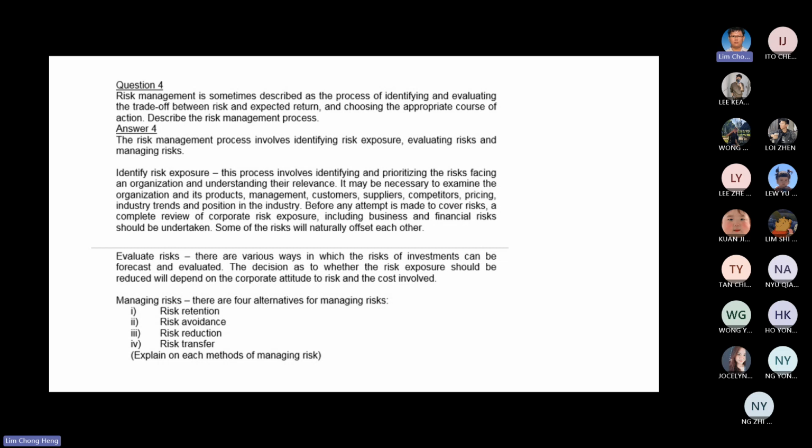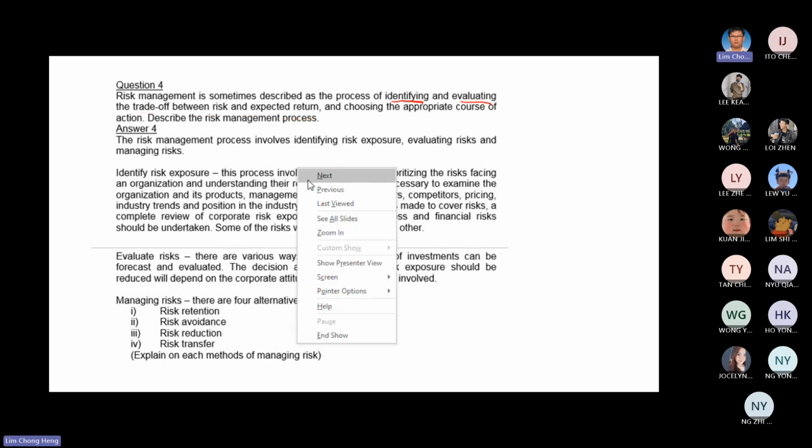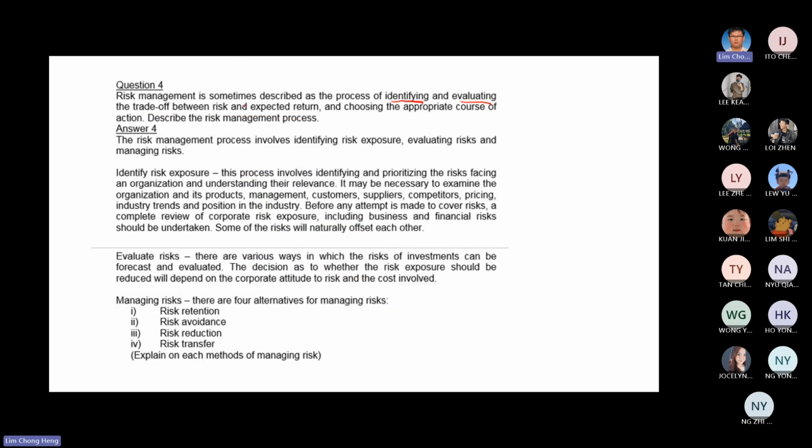Say a company produces cooking oil. Next month you need 4 tons of cooking oil, so you go to buy the future, then the story ends. But risk management is different. Risk management is a process. The process includes identifying, evaluating, and then managing. That means trade-off between risk and return. So if the question asks you to describe the risk management process.